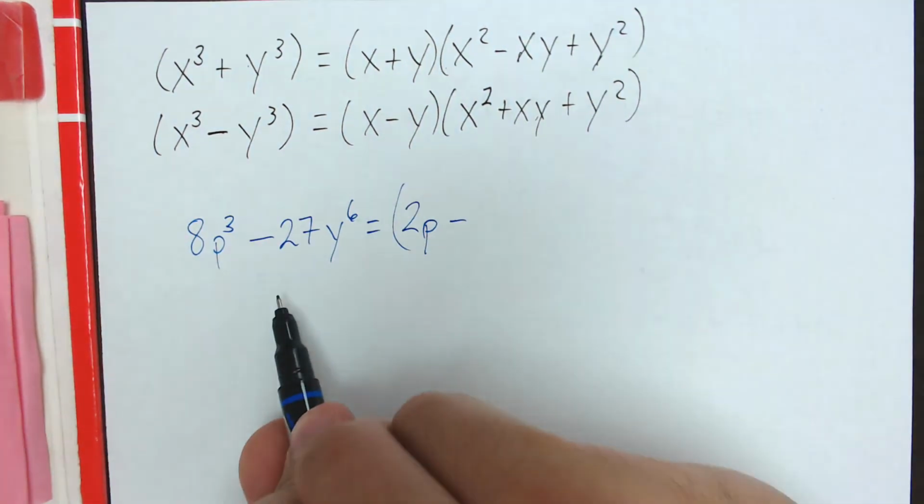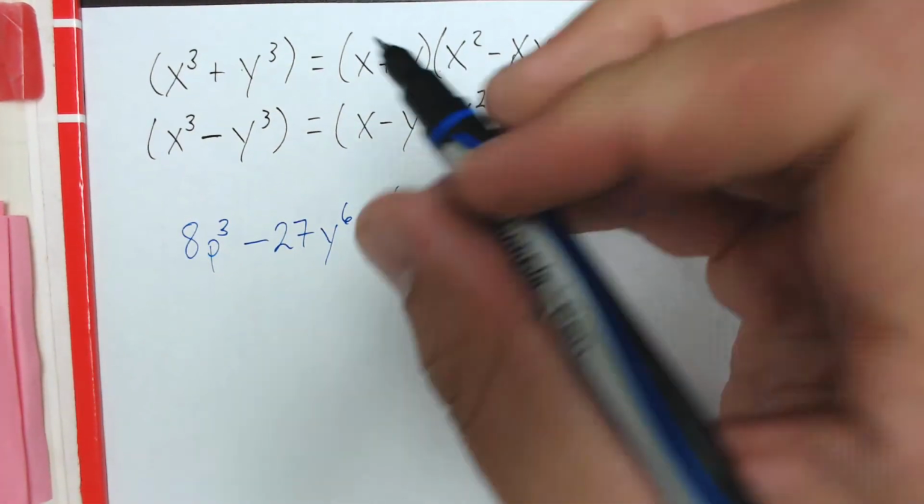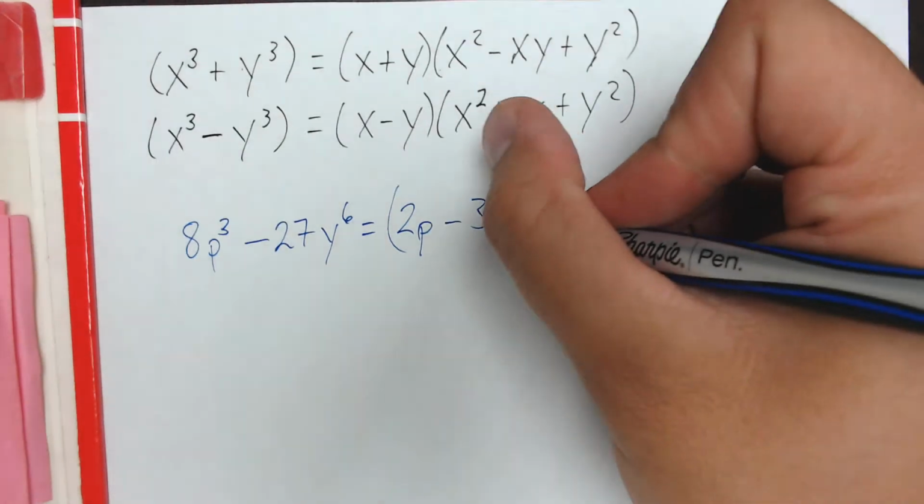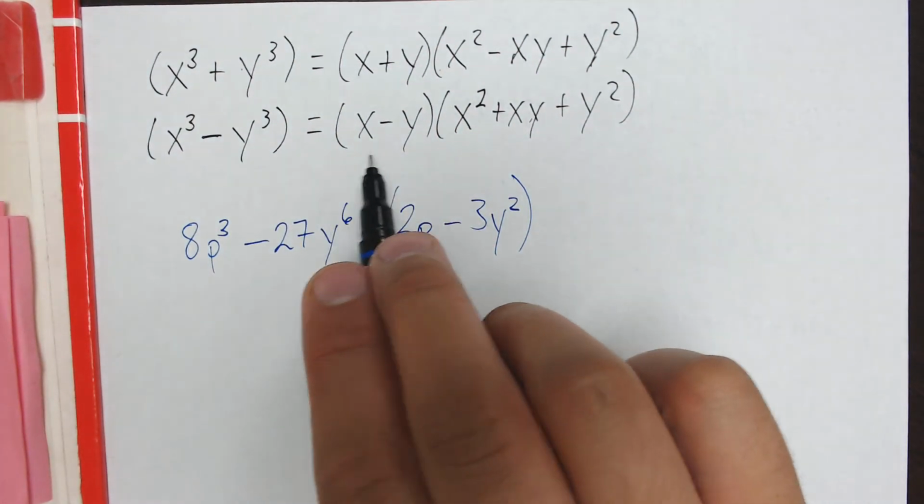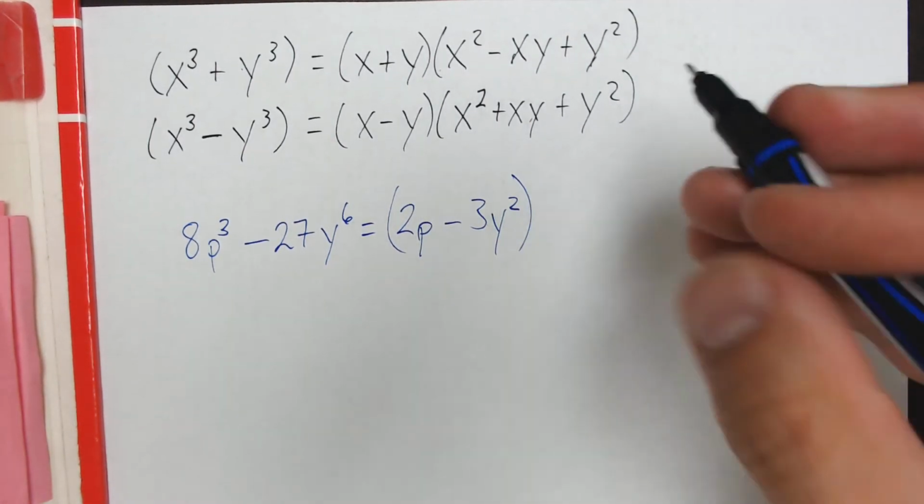and then we're going to have minus, the cube root of 27 is 3. The cube root of y to the power of 6 is actually y squared. And that's our first half right there. Now let's work on the second half.